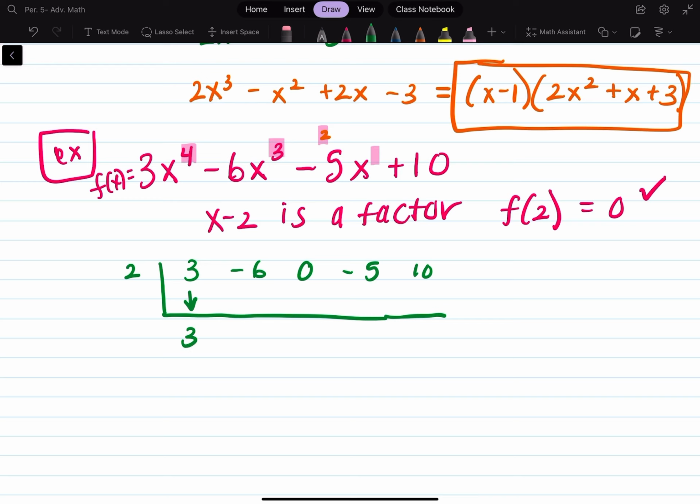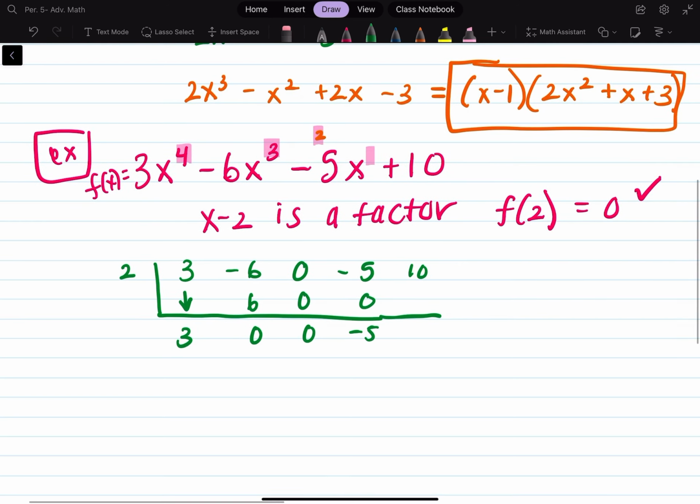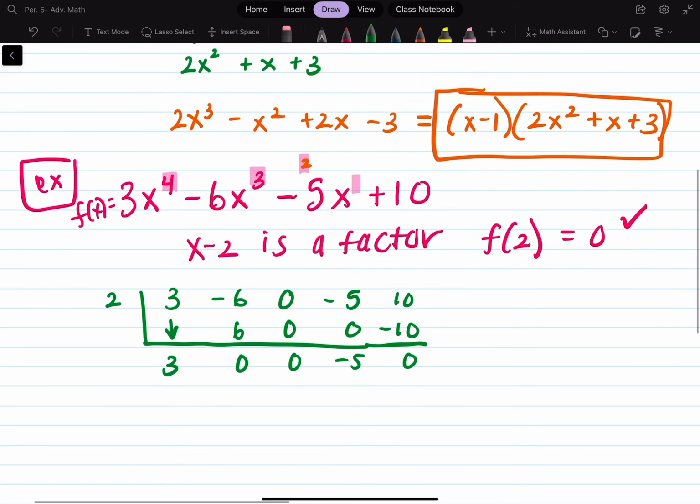Multiply and add. 2 times 3 is 6. Negative 6 plus 6 is 0. 2 times 0 is 0. 0 plus 0 is 0. 2 times 0 is 0. Negative 5 plus 0 is negative 5. 2 times negative 5 is negative 10. 10 plus negative 10 is 0, right? We were expecting that remainder of 0. We already knew it was a factor.